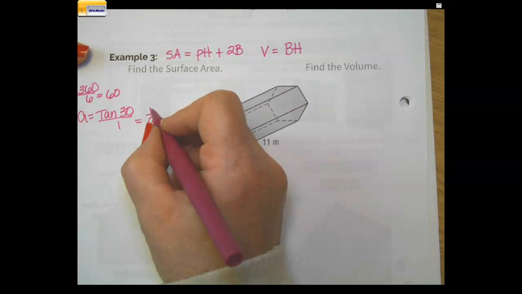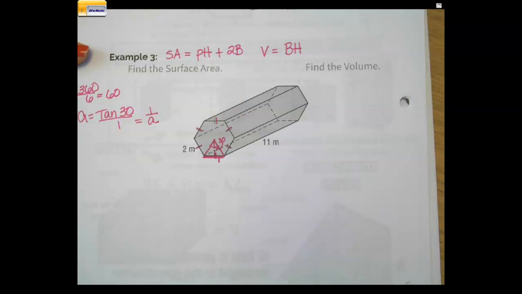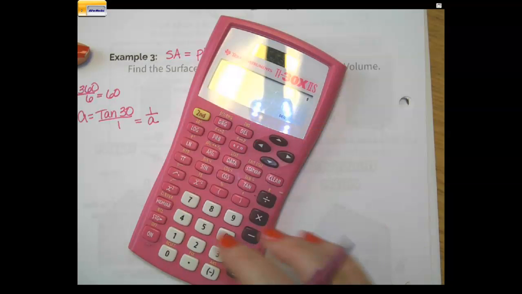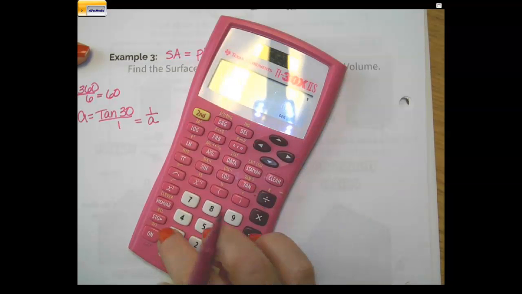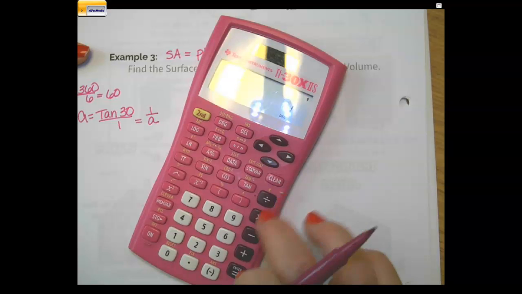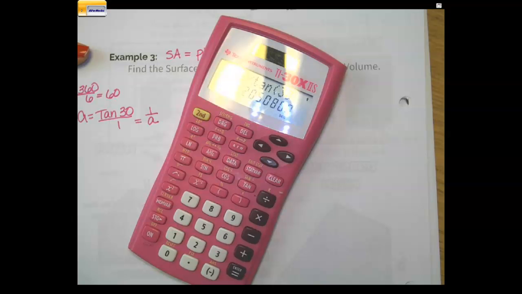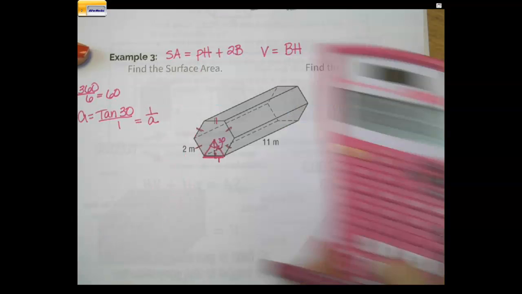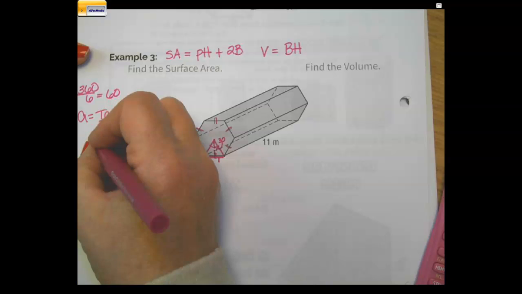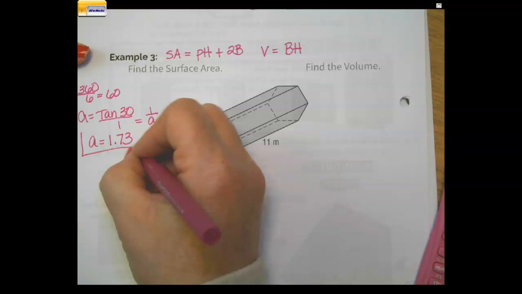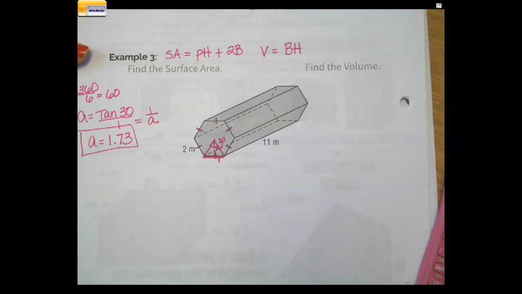So when we do this, we basically say 1 times 1 divided by the tangent of 30. And do realize we're rounding. So 1 divided by the tangent of 30, I get 1.73. So my apothem is 1.73. And again, we have rounded.